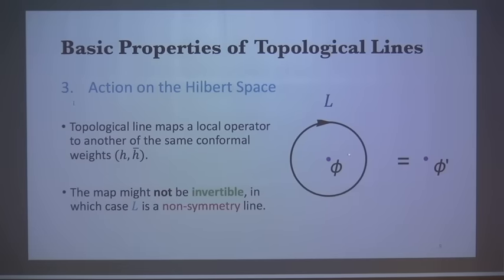In the symmetry case, this action will implement the symmetry transformation and will, by definition, be invertible because every group element has its own inverse. But for more general topological lines, the map might not be invertible, and that's the signature of having a non-symmetry topological line.